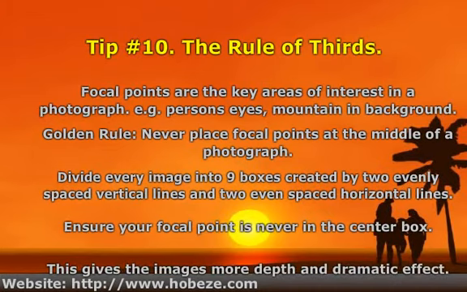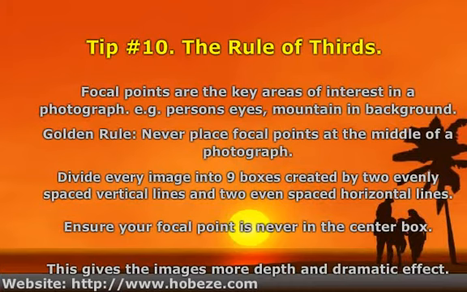Mentally visualize every image as being divided into 9 boxes, created by 2 evenly spaced vertical lines and 2 evenly spaced horizontal lines. Now, picture that middle square on a grid. The 4 corners of that square mark the locations of your areas of interest.